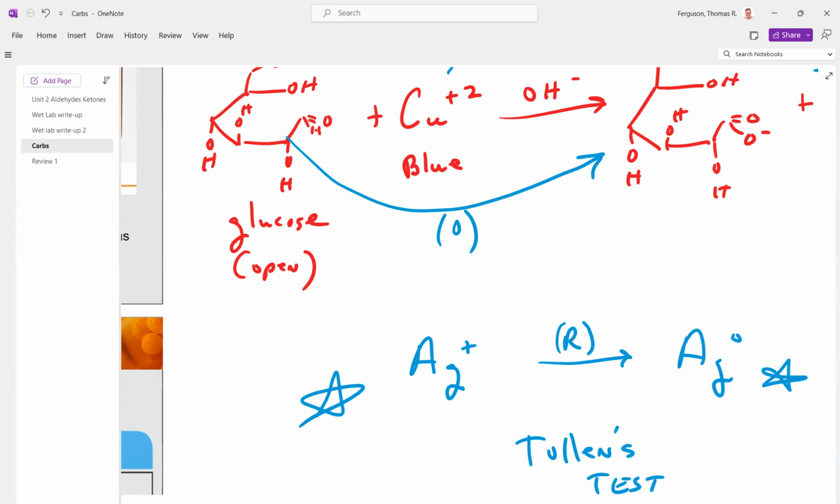So the open glucose is going to look the same. The oxidized glucose is going to look the same. Just what's different is what's being reduced. And the top one, the Benedict's, the copper is being reduced. The bottom one, the silver is being reduced. Also in a basic environment.